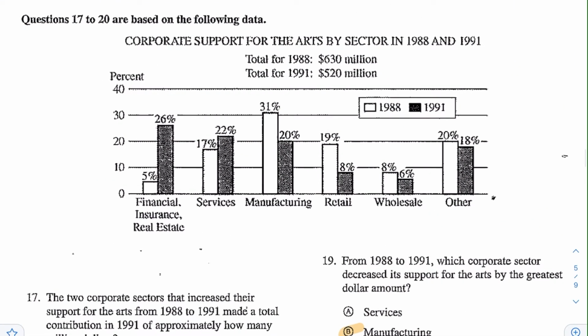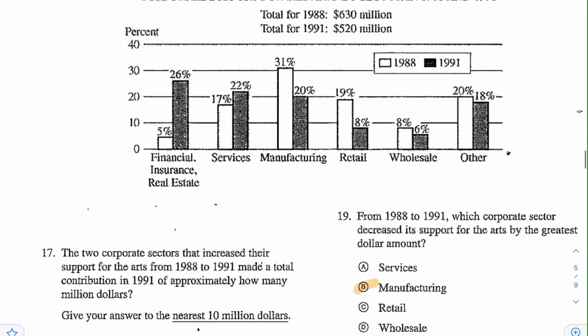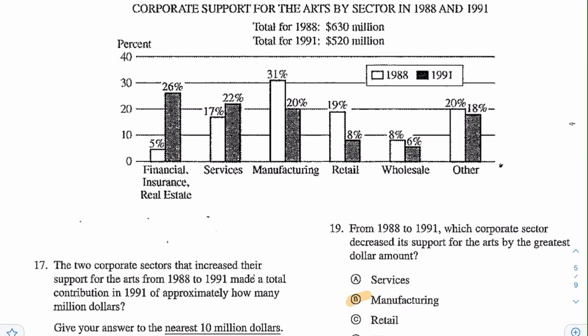Now questions 17 to 20 are based off of the following data. So you have this bar graph here. Now for 17, the two corporate sectors that increased their support for the arts from 1988 to 1991 made a total contribution in 1991 of approximately how many $1 million? So there are two sectors that increased their support for the arts. And this is what the title is. So there are two that increased. These two.